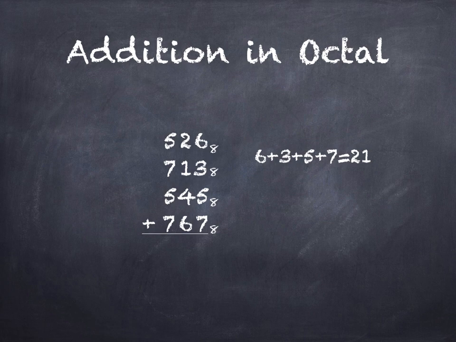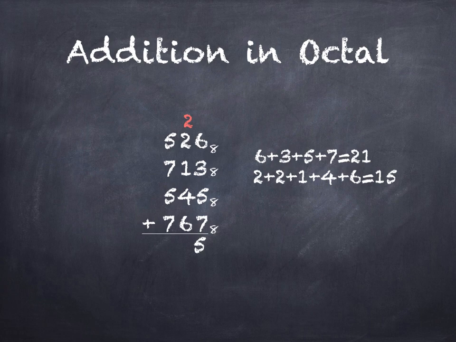How many 8s can you take out of 21? We can take out 2, and that's equivalent to 16. So 21 minus 16 will give you 5. Now we have to write 2 at the top of the middle column because we took out 2 eights. Next, we add 2 plus 1 plus 4 and 6, giving us 15. How many 8s can we take out of that? Only 1.